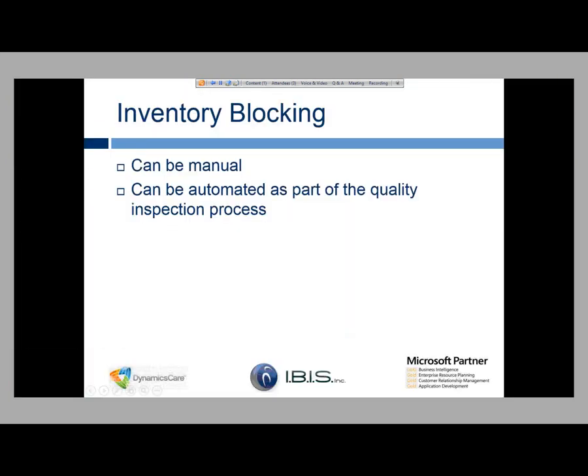Last topic we will discuss today is inventory blocking. Inventory blocking can be manual or automated as part of the quality inspection process. Basically what inventory blocking is, if we want to block or freeze inventory from any type of transactions, you can do that here, pending some type of a review. If you don't want to create a quality order, you simply need to temporarily block your inventory. You can do that.